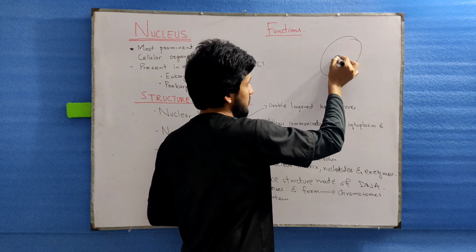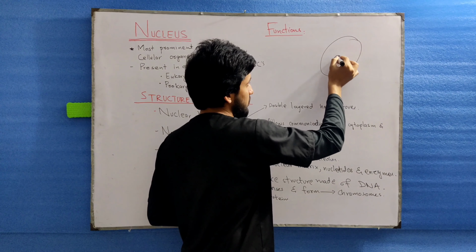The nuclear membrane is a double membrane present around the nucleus. It has small pores inside it, which are called nuclear pores. These pores allow the exchange of substances between the nucleus and the cytoplasm. This allows communication between them.